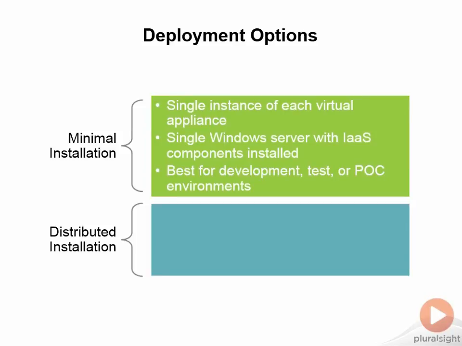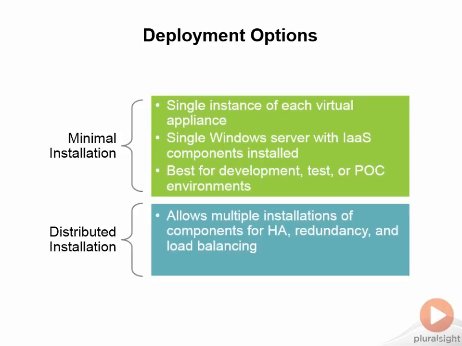On the other hand, we have the distributed installation. This is a much more flexible installation and allows for much higher redundancy and performance of components. What this allows you to do is chain these components together so you can deploy multiple virtual appliances of each, multiple Windows servers with IaaS components installed. Again, for HA purposes, redundancy, load balancing, and performance reasons. This is really best for production environments, especially at large scale.